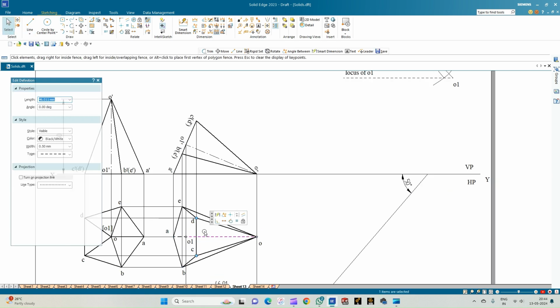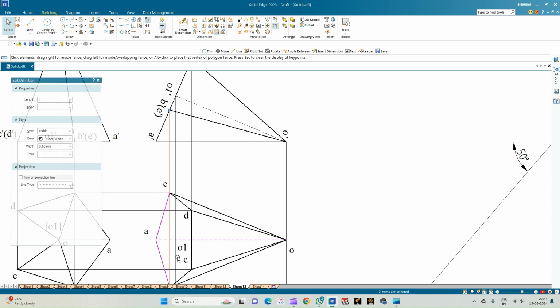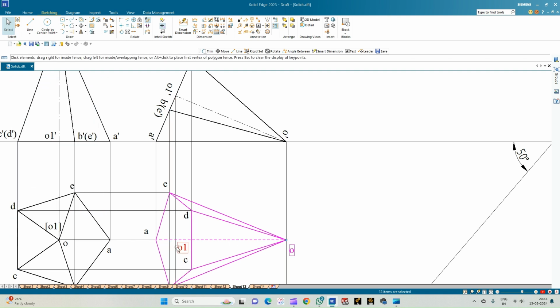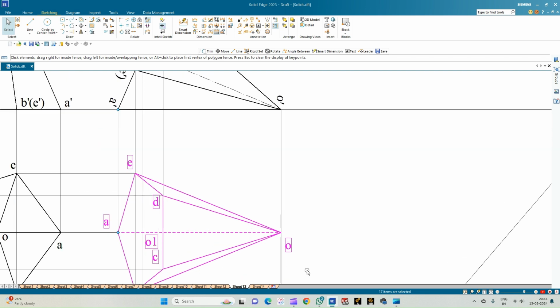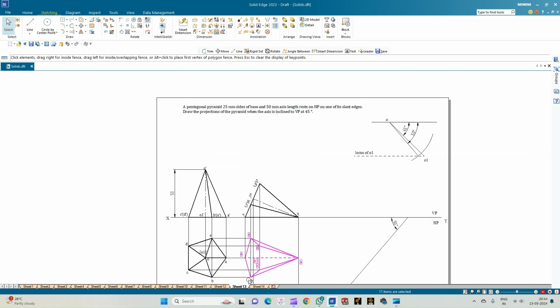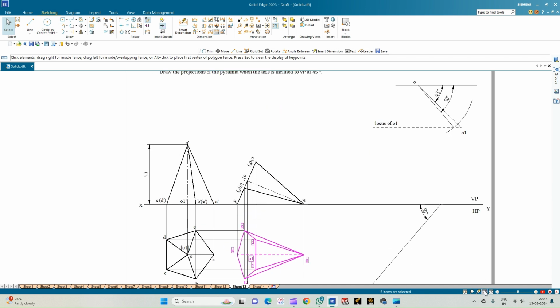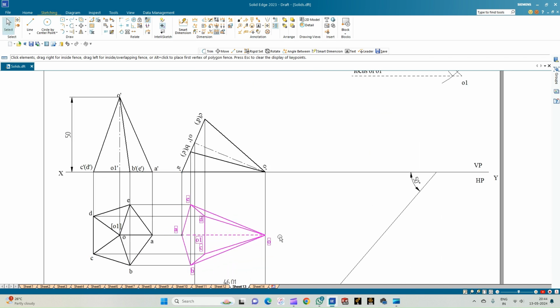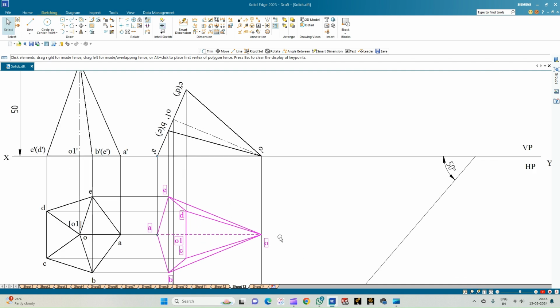So select this pyramid, make it a rigid set, and then move it in such a way that the axis is overlapping on the 50-degree line. So select all the annotations. So I'm just skipping the step to make this a rigid set in order to reduce the length of the video. You can just refer to the other videos how to make it a rigid set.